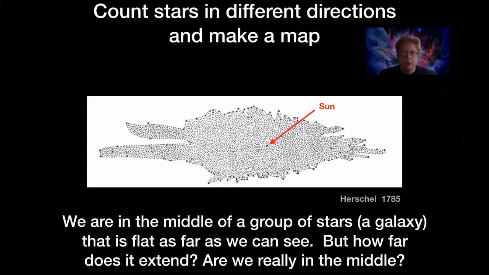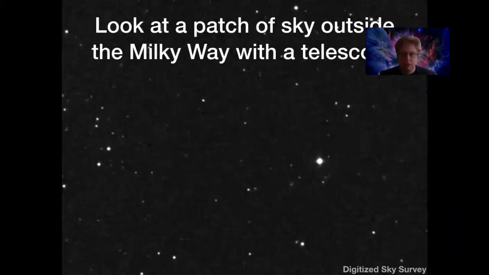So how does this work? How far does it extend? Are there stars even further away than we can see with our telescopes that are still in this disk? And are we really in the middle of it? This has been an important question for 100 years after Herschel's discovery.